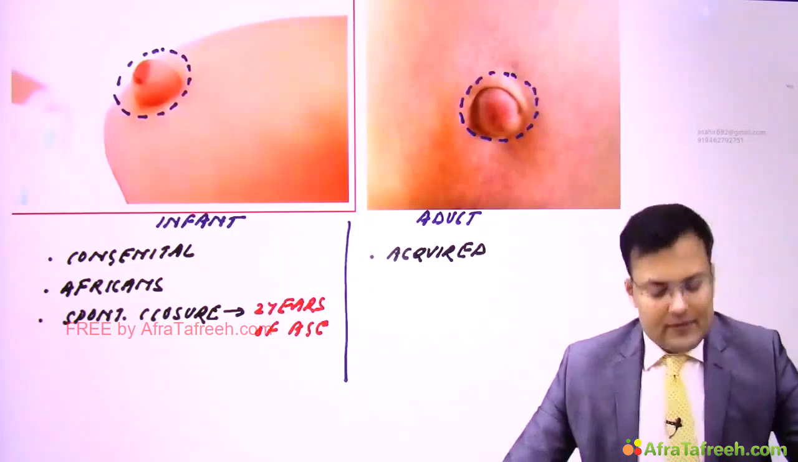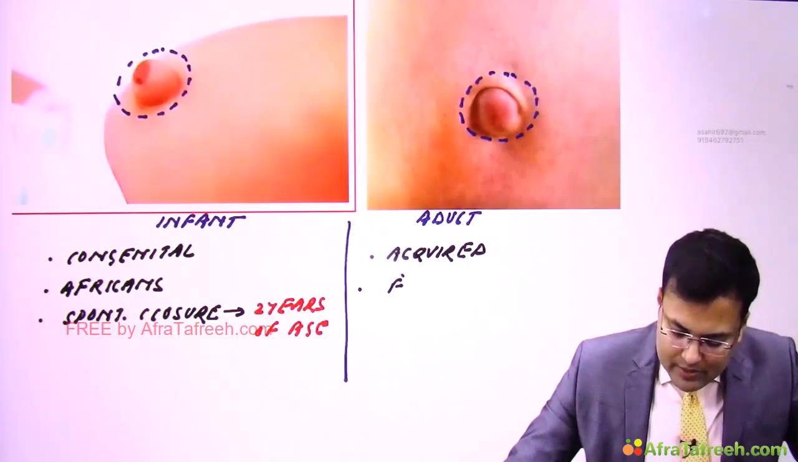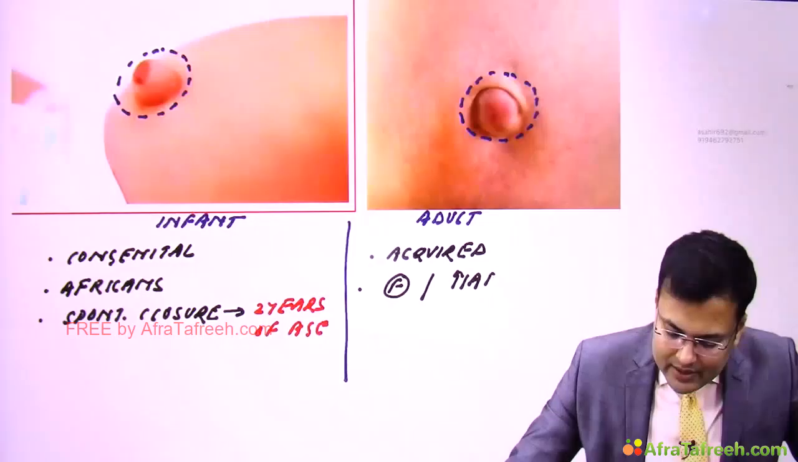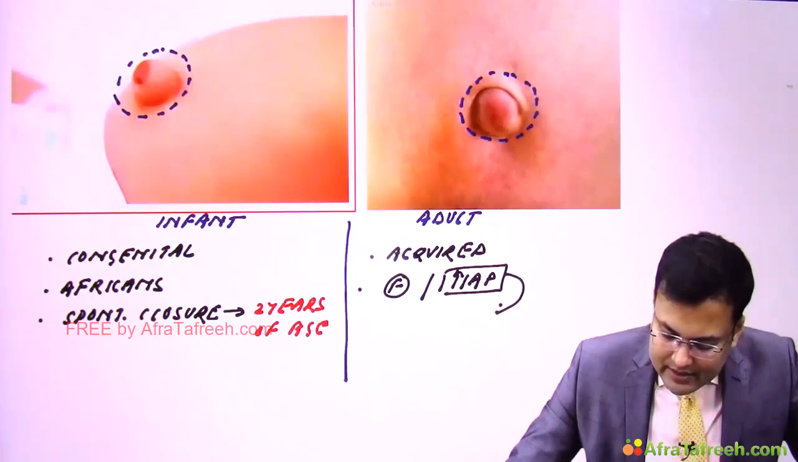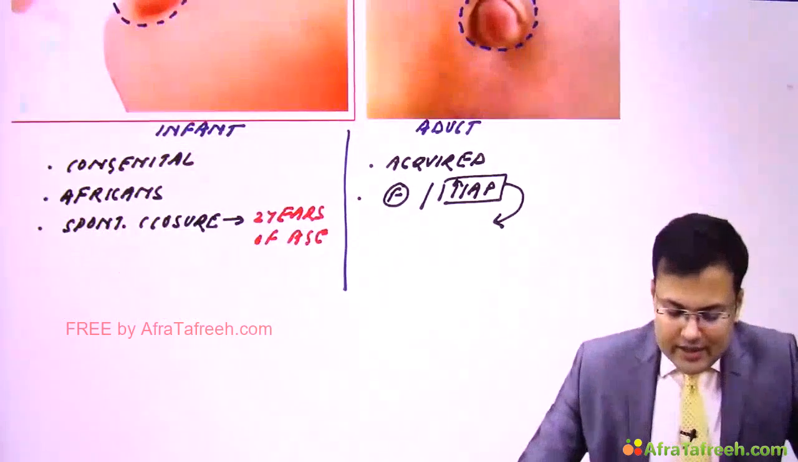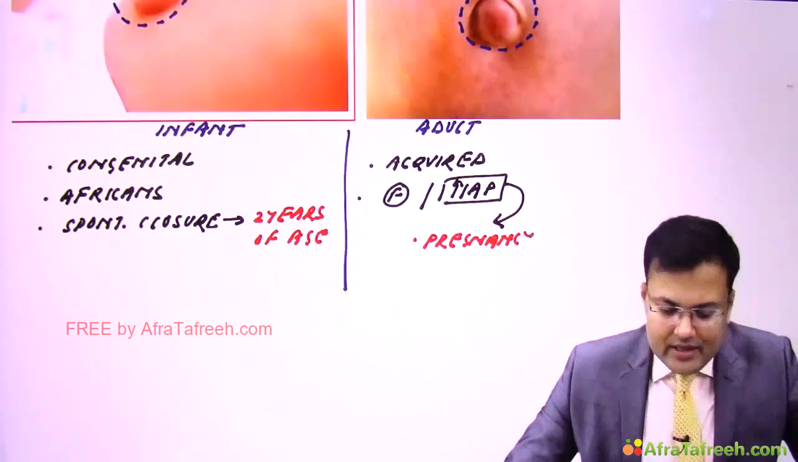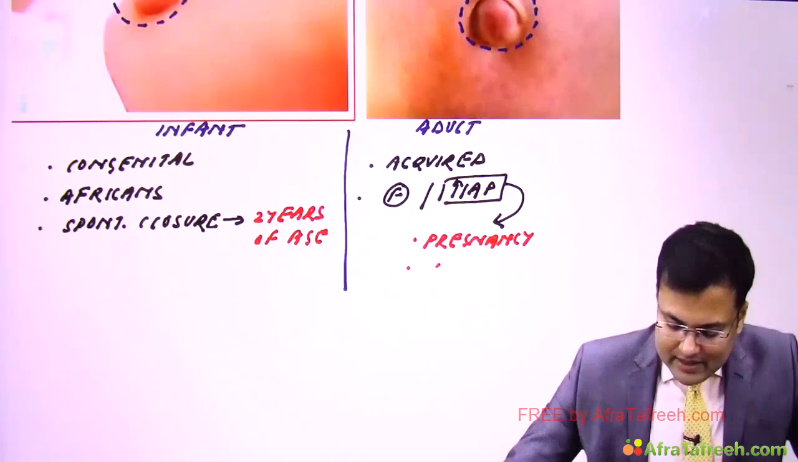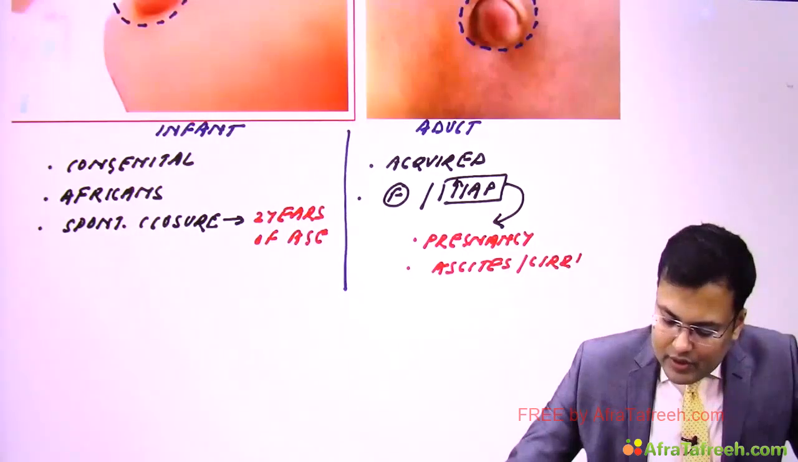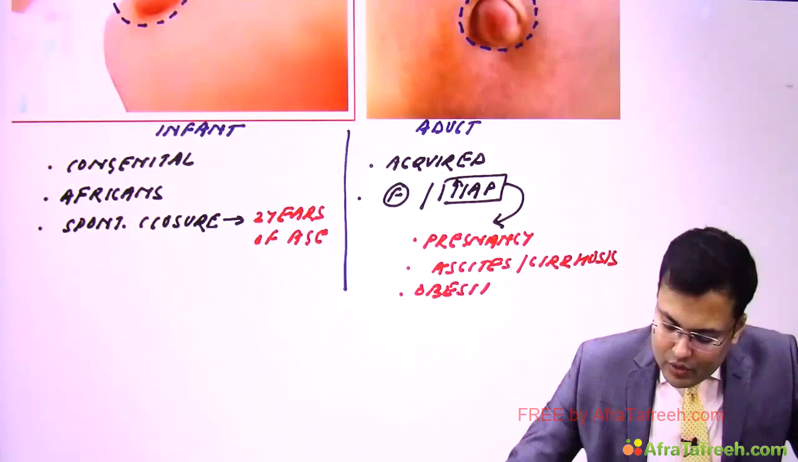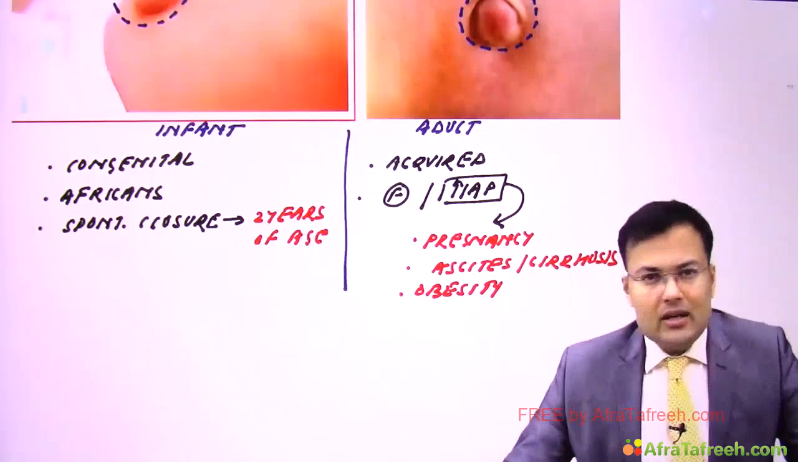Clear? And what are the risk factors? It is more common in females, and risk factors are any condition in which there is increased intra-abdominal pressure. Like we have seen, pregnancy, multipara patients especially, and patients who have ascites because of cirrhosis. And even in patients of obesity also. In obese patients also we are going to find the umbilical hernia.